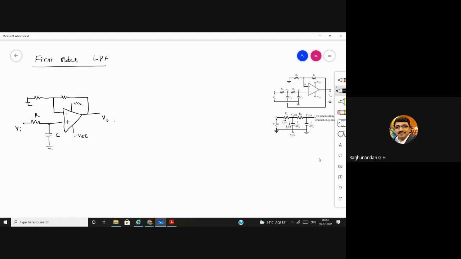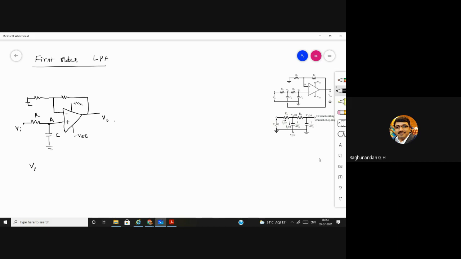Now we'll consider this junction, where the final voltage applied to the non-inverting terminal comes from. Even though this is the input, since we have a voltage drop here, the total voltage we get across this node will be the voltage that acts as the final input to the non-inverting terminal. Now we need to first find the voltage across node A.